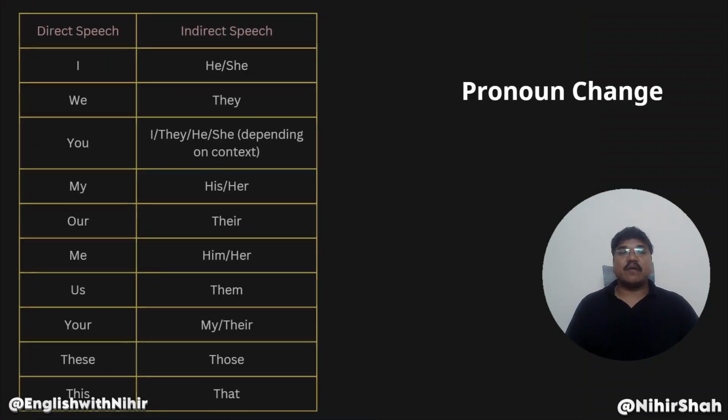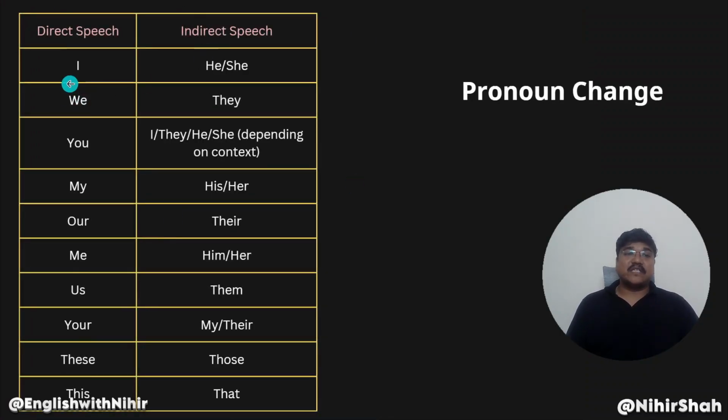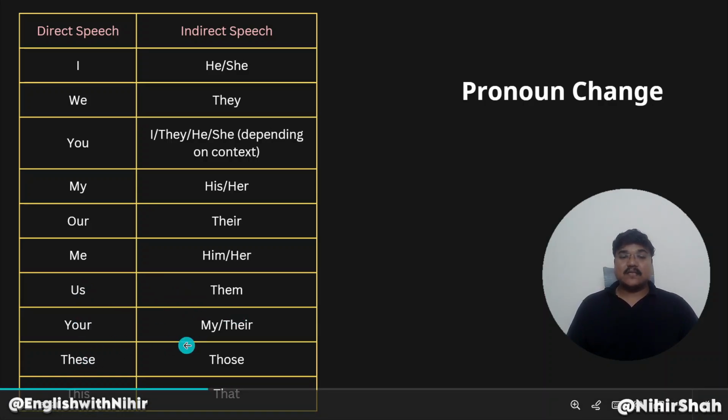As you can see in this table, if the direct speech has I, it becomes he or she. We becomes they. You becomes I, they, he or she, depending on the context. My becomes his or her. Our becomes their. Me becomes him or her. Us becomes them. Your becomes my or their. These becomes those. This becomes that. So these are the changes.